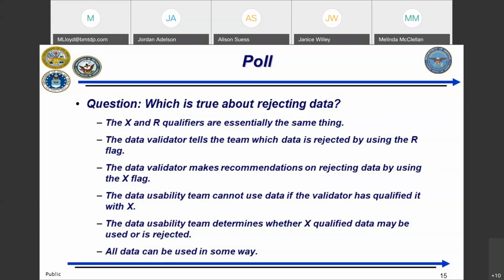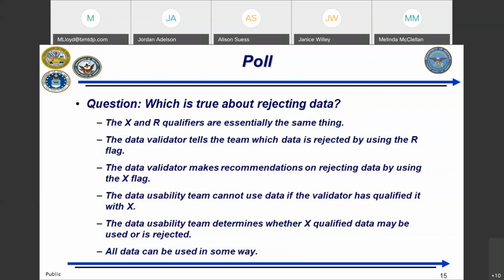So what I see is what I was hoping to see, that almost everyone marked C and E as the two that are true. B and D, which I guess I should have put the letters up on the poll screen, were sort of my red herrings there, right? The validator does not reject data using the R. And the data usability team can, in fact, sometimes use that data even if it's qualified with an X.